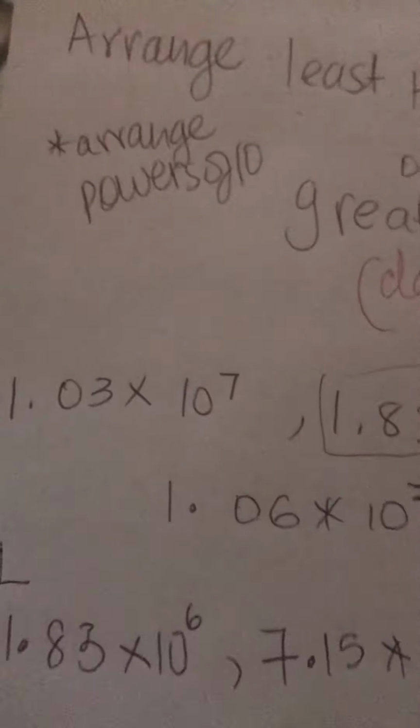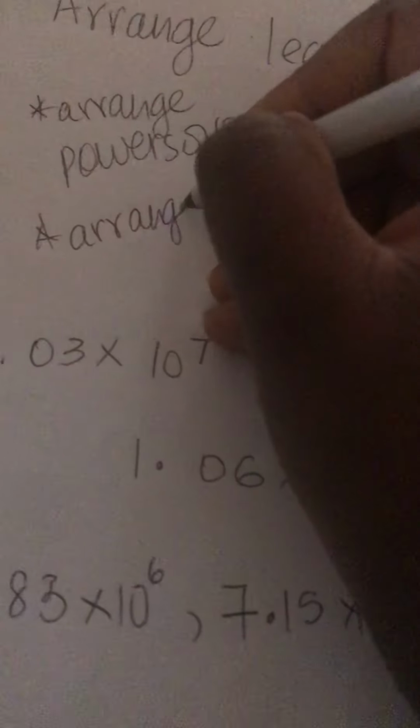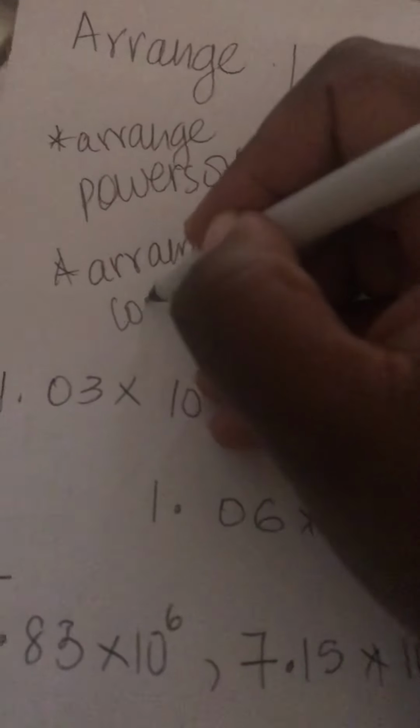Even though this is 1.83, which is bigger than 1.03, this is bigger because the exponent is greater here compared to here. 6 is smaller than 7. You compare your exponents, then you compare your coefficient. That is the rule. First, you arrange your powers of 10. After you arrange your powers of 10, arrange the coefficients.